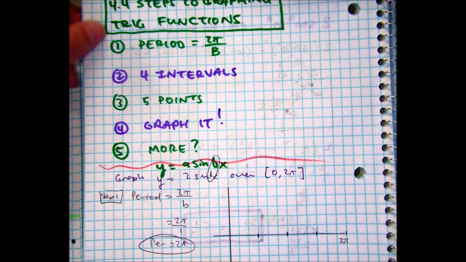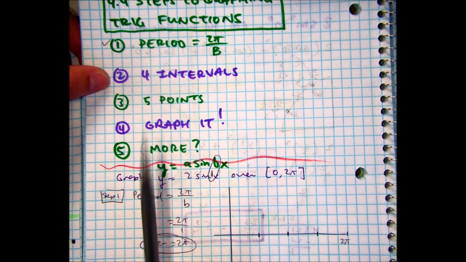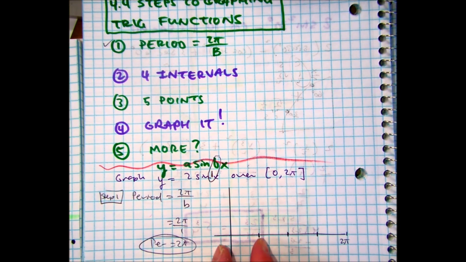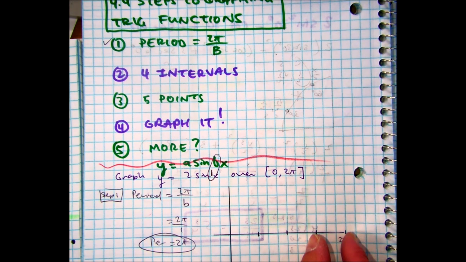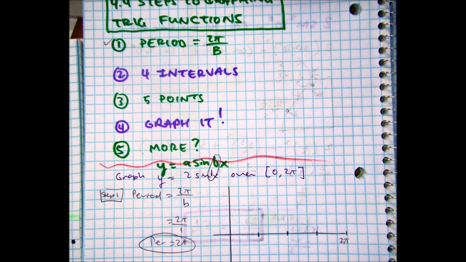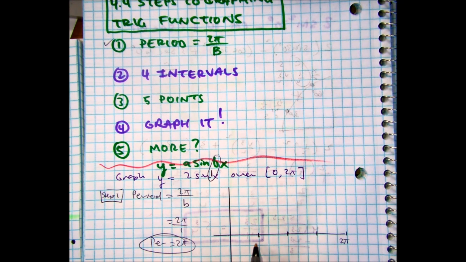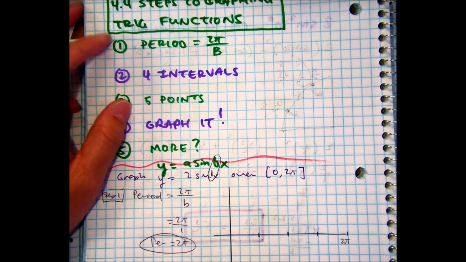Alright, so we found our period. The second thing I need to do is I have these 4 intervals. Count with me. Ready, set, go. These are the 4 intervals. Okay. Now I need to have numbers here. So in order to find the numbers, pay attention. Some students have found that this is the most difficult part.